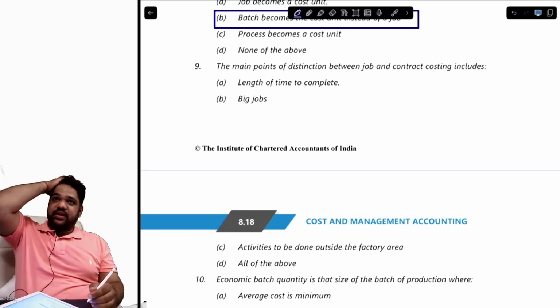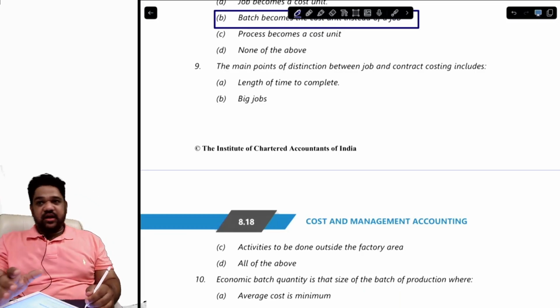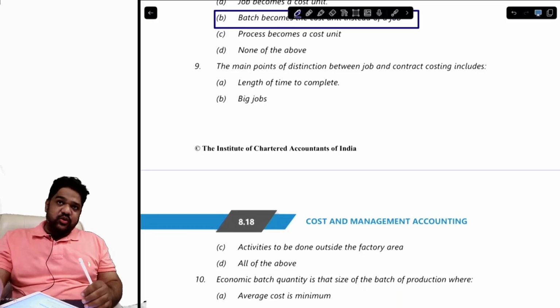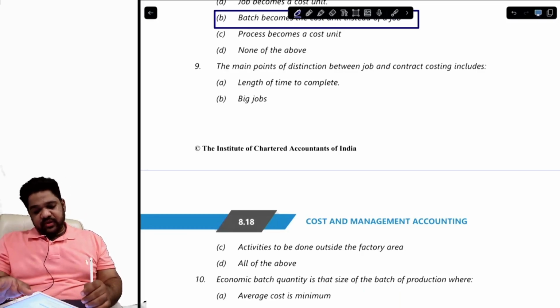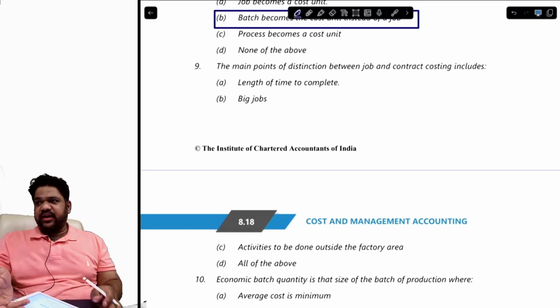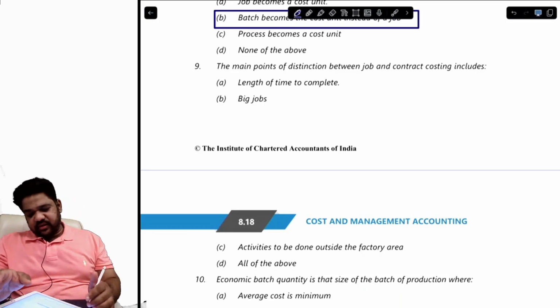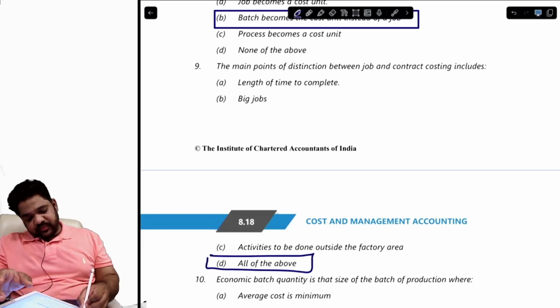Now, see, contract costing may take a very long time, as good as multiple years. They may be big jobs. Activities are to be done outside the factory area. In job costing, you don't have to do that. So we'll go with all of the above.